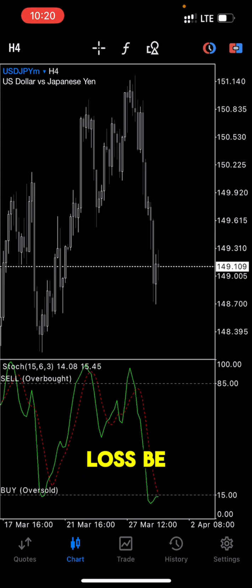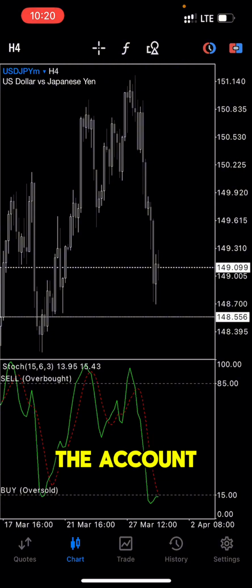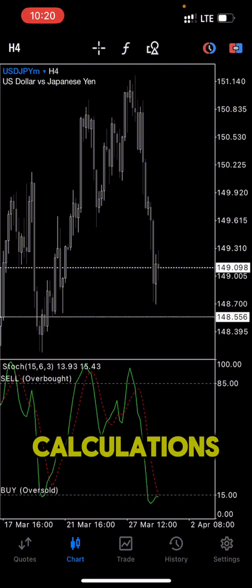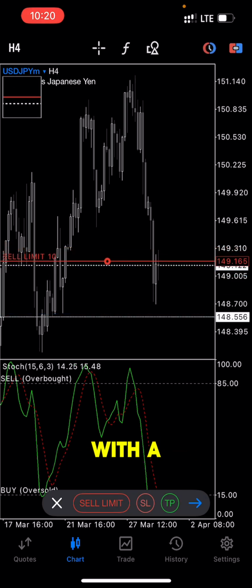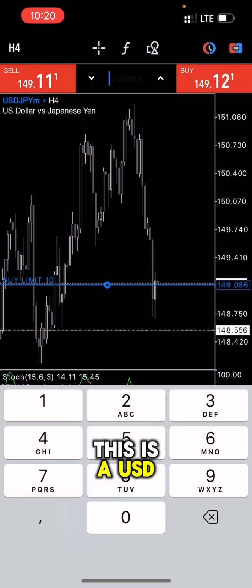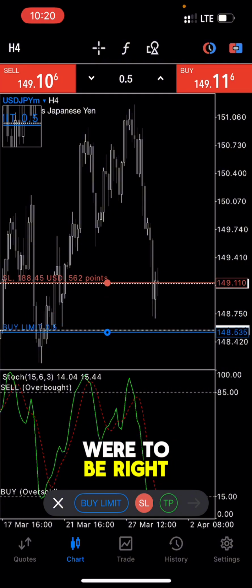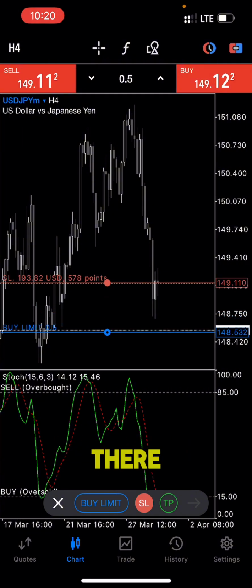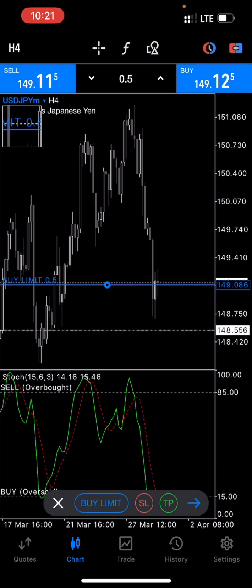Where would my stop loss be? My stop loss would be right here. I don't want to blow the account, so I'll make calculations. Now, let me place a limit order with a very reasonable lot size. Let me change the lot size. This is USD JPY, so it's very volatile. So 0.50, how much would that give me if my stop loss were to be right here? So if my stop loss were to be there, that would give me 149 by what I saw.